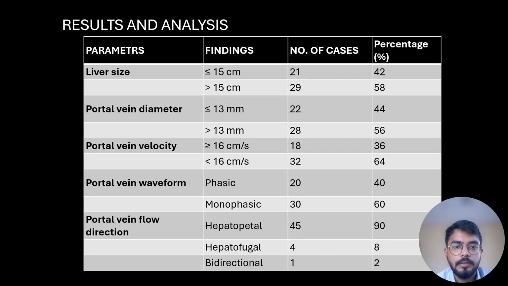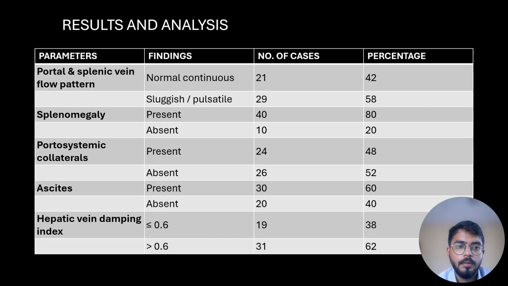Results or analysis are: in 58% of cases, liver is enlarged, and in 56% of cases, portal vein diameter was more than 13 mm, and in 64% of cases, portal vein velocity was less than 16 centimeter per second. In 60% of cases, portal vein shows monophasic waveform. In 90% of cases, there is a hepatopetal flow, and 8% hepatofugal flow was seen.